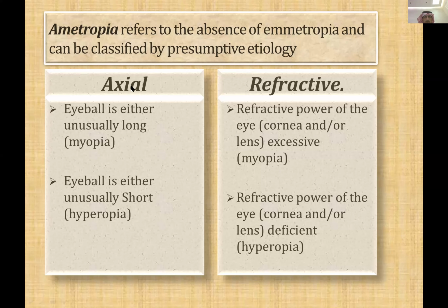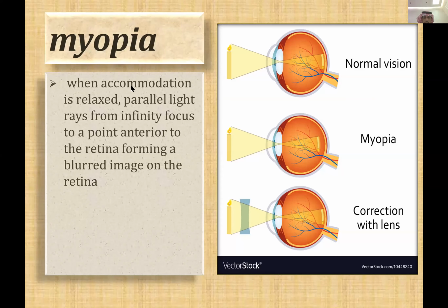Okay, what is myopia? Of course, it's basic knowledge, but because the lecture is intended for resident teaching, I'm going to talk about each type of refractive error quickly. So myopia is a condition in which, when the accommodation is relaxed, parallel rays of light from infinity focus to a point anterior to the retina, forming a blurred image. As in this example, we can see the picture is in front of the retina and it will be corrected by concave lenses.